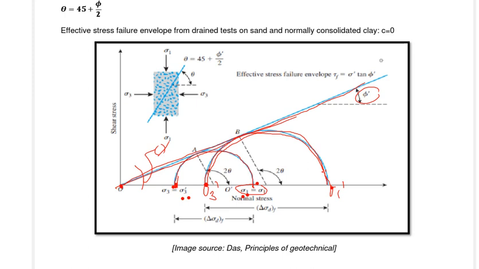So, in this case, yung CD test natin, this will be an effective stress failure envelope. So, yung phi and C natin will be effective strength parameters as noted by the use of yung prime symbol natin. Pag may prime symbol, that is an effective.